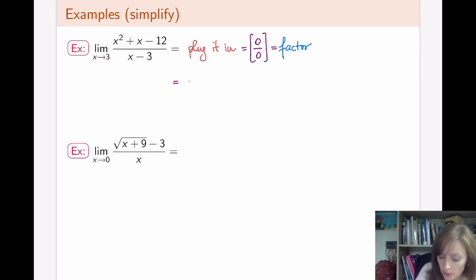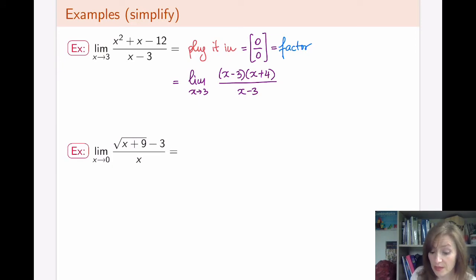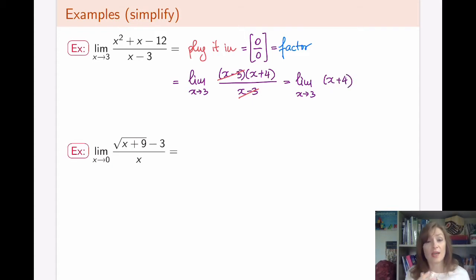And what are we going to get? If the limit stays there, because we haven't computed yet, the top factoring out gives us x minus 3, x plus 4, and the bottom stays x minus 3. Well, this is fantastic news, because now I can cancel out the x minus 3's, and remember that it was exactly the x minus 3 that was creating the 0 on the bottom that did not allow me to compute the limit. Okay, so once that gets canceled, I can rewrite this as limit of x plus 4. I've canceled out my problem.